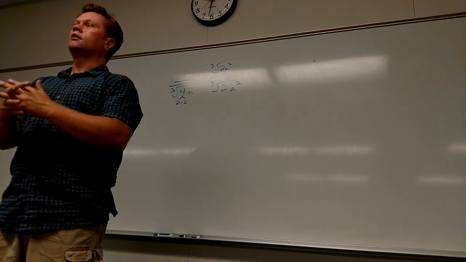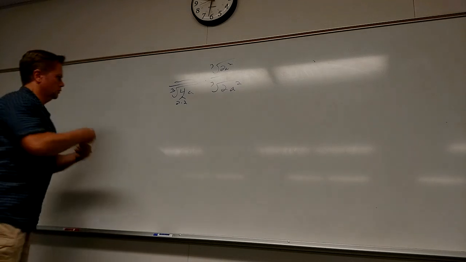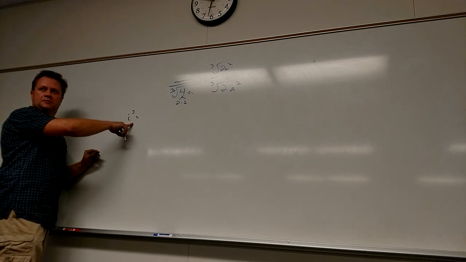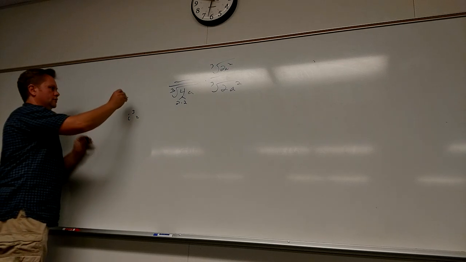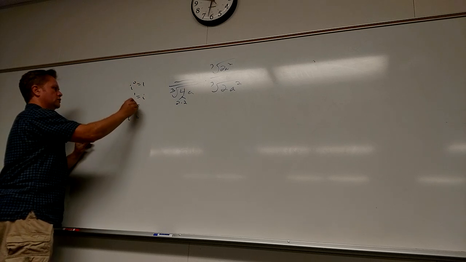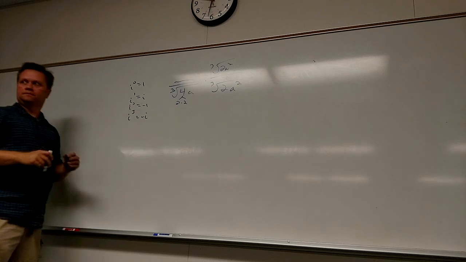I to the third is negative I. Well, all right, no. I don't know how you guys memorized this. Is it negative? Yes. So I have the first is I, the 0 is 1, and the second, I squared, is -1. So when you multiply by one more I, you get negative I.